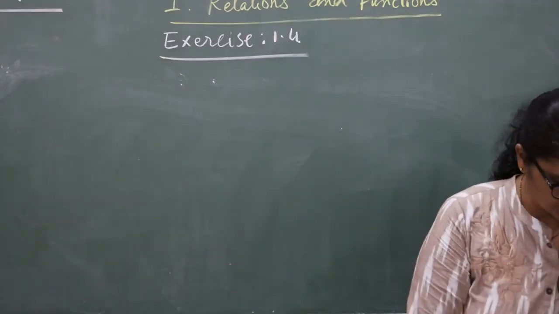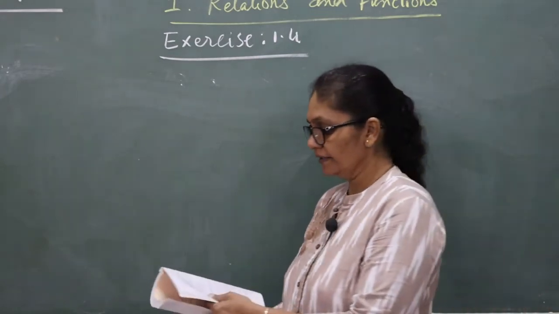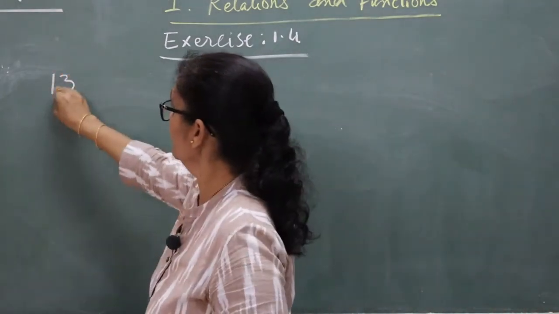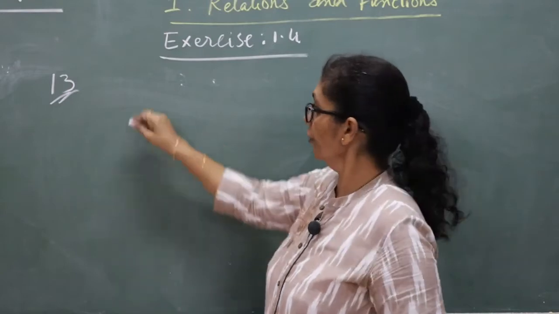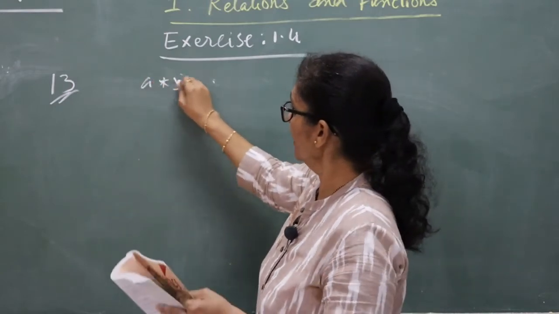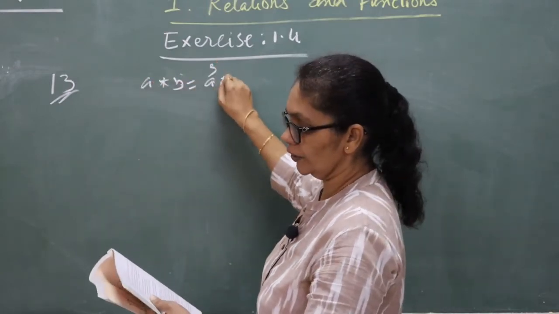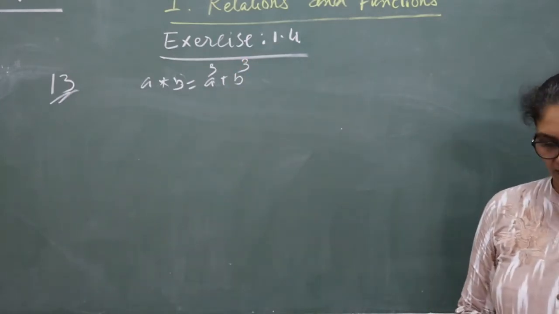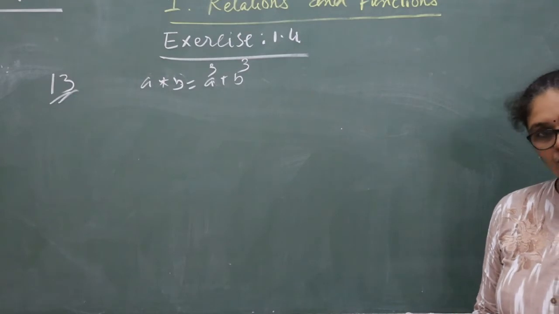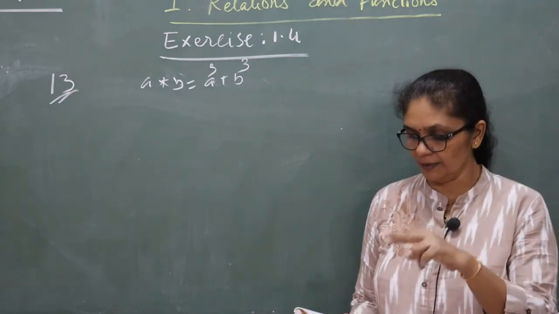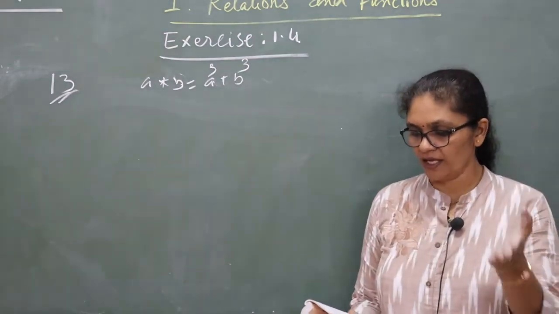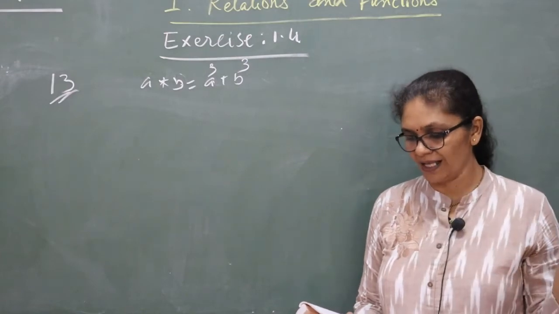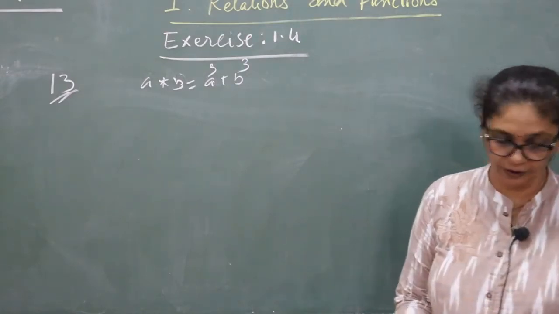Now the 13th question. In the 13th question, it is mentioned that a binary operation is given on N. N means the set of natural numbers and the relation is given as A cube plus B cube. Now you have to check four options. Which are they? First is associative and commutative. Second is commutative but not associative. Third is associative but not commutative. And last is neither associative nor commutative.